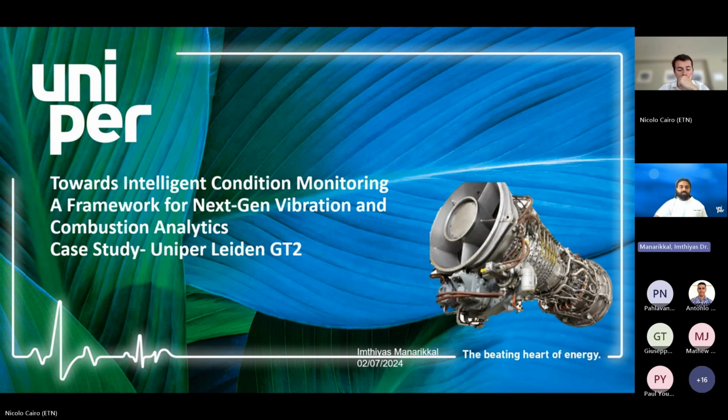So today I'm going to present the topic towards intelligent condition monitoring framework for the next generation vibration and combustion analytics. This is a case study presentation with a proposal of framework for one of our GT fleet in Netherlands, the Uniper Leiden. And the case study that I have chosen is for aeroderivative gas turbine for Leiden GT2.